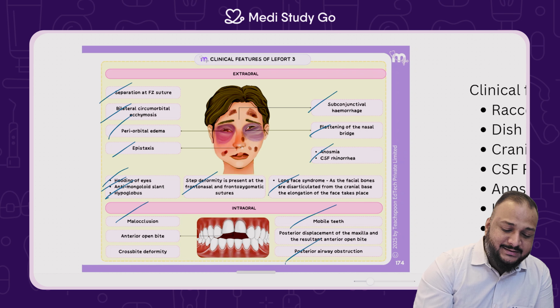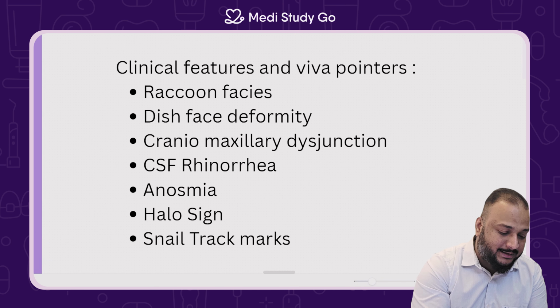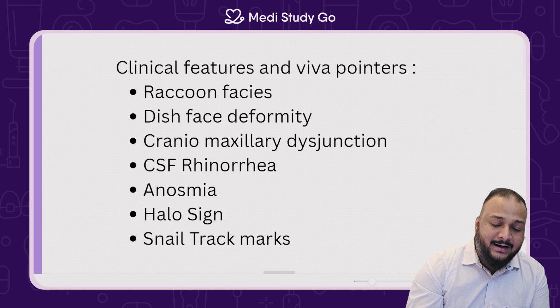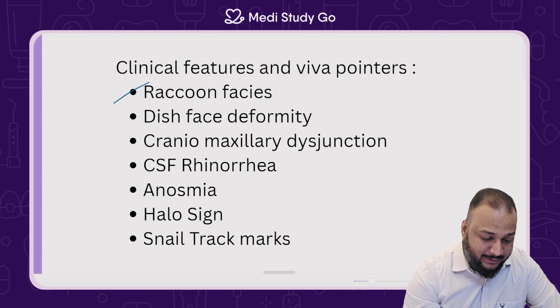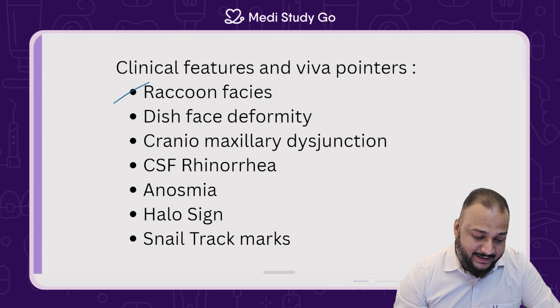So MediStudyGo has beautifully explained these points. It's my turn to explain some of my points and the Viva questions. Clinical and radiological features and Viva pointers. Raccoon faces, you're going to be asked about that. That is bilateral periorbital hemorrhage and ecchymosis.